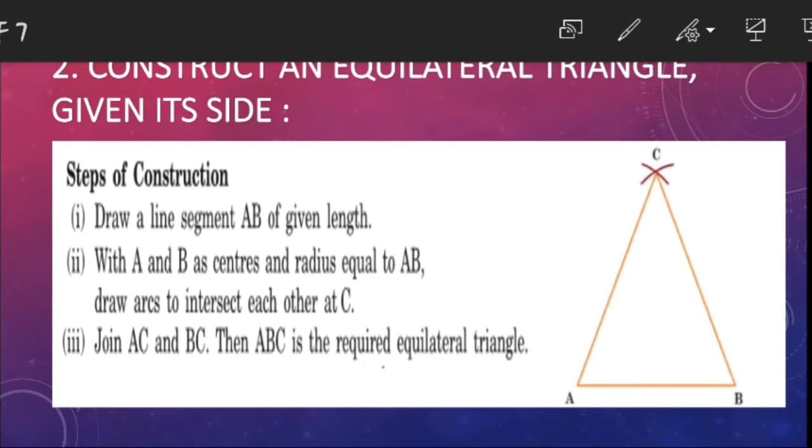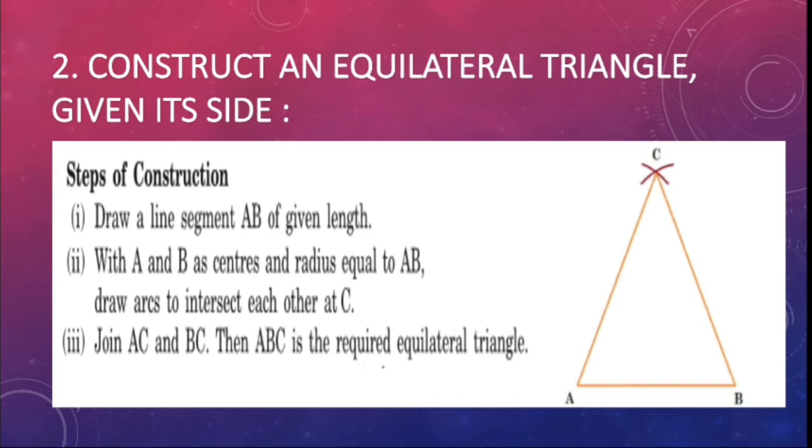Now we will discuss about construction of an equilateral triangle given its sides. Okay, how can you draw an equilateral triangle by the help of compass only if one side is given? First of all, take an AB ray, okay, and with the help of this AB length you will construct this equilateral triangle. As you can see, here are 3 steps. Following these steps we will draw this equilateral triangle in our copy.